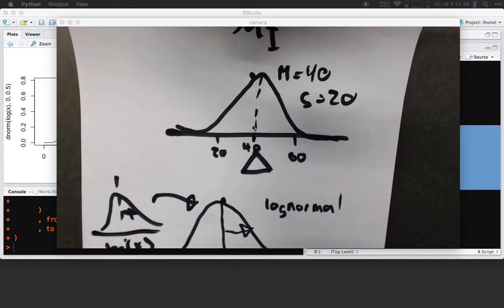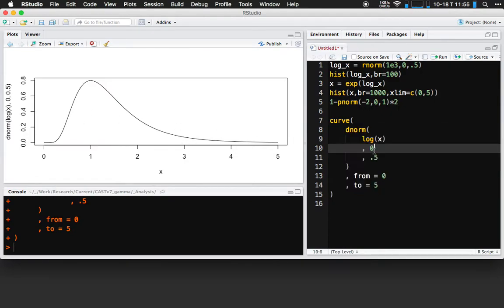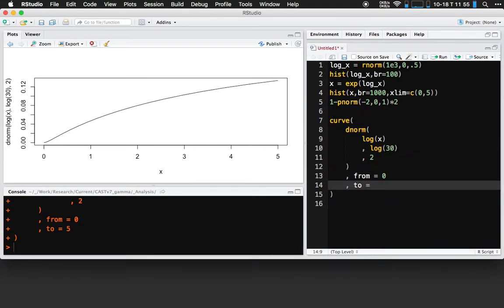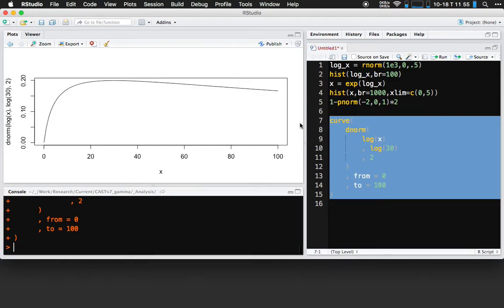If I wanted to actually do that, I'd play around with what values I put in here. It's useful to start logging things. So log 30, and I don't know, I'll put that. Oh, and it can't go from 0 to 5. It needs to say 0 to 100, for example. So that has a peak at 30.